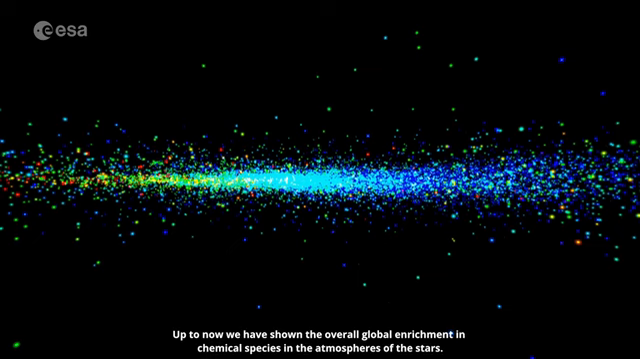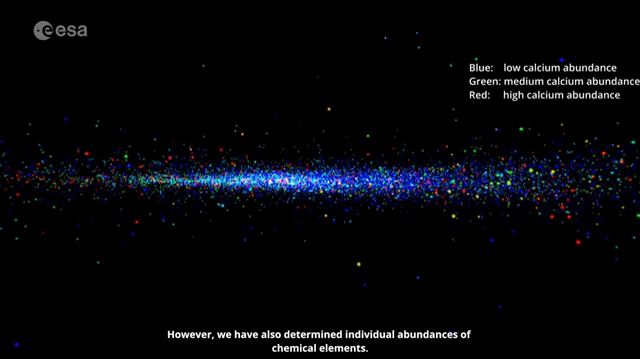Up to now, we have shown the overall global enrichment in chemical species in the atmospheres of the stars. However, we have also determined individual abundances of chemical elements. As an example, we colour-code here the amount of calcium in the young stars, an element which is, for instance, important for the stability of our bones.